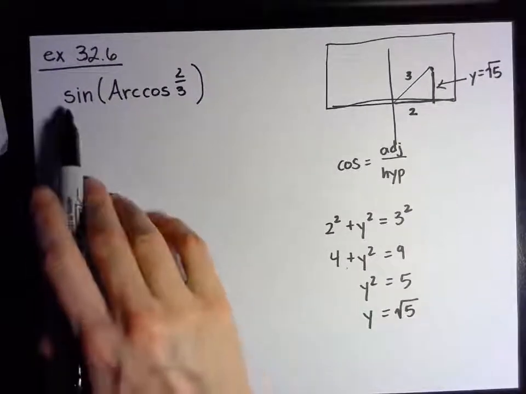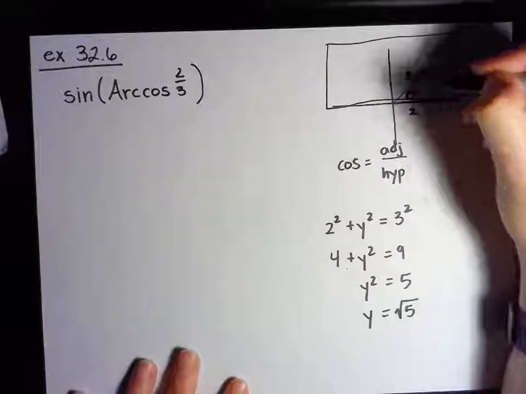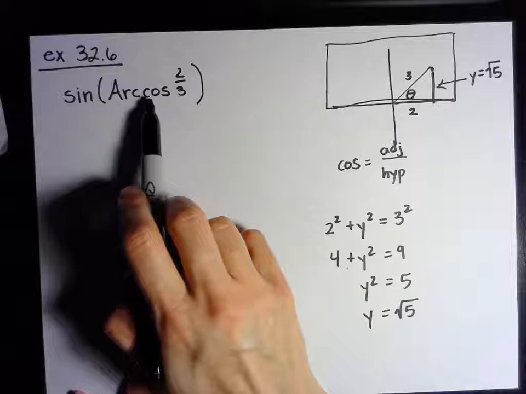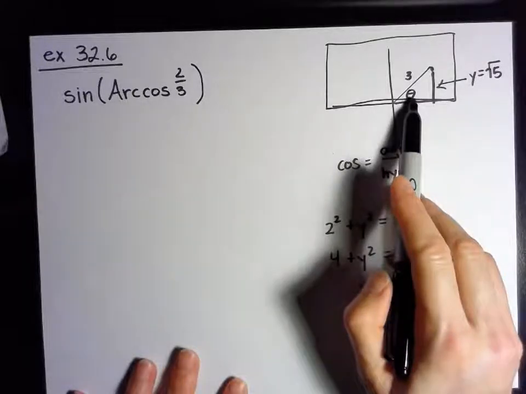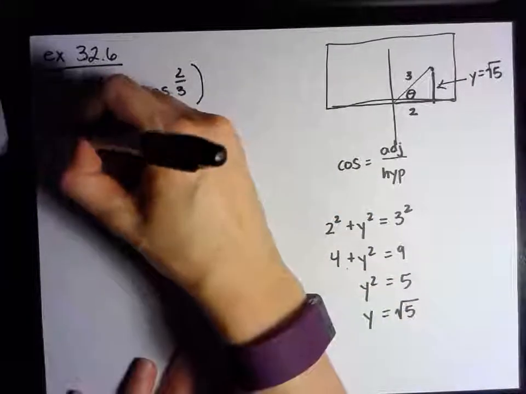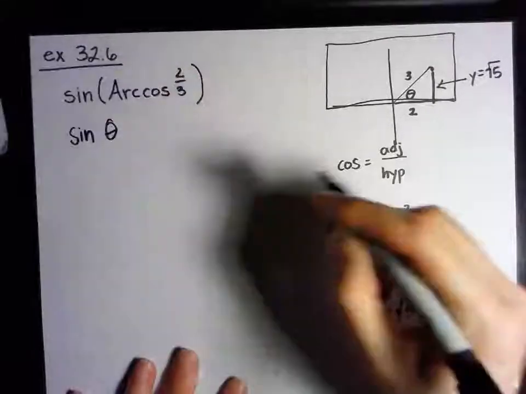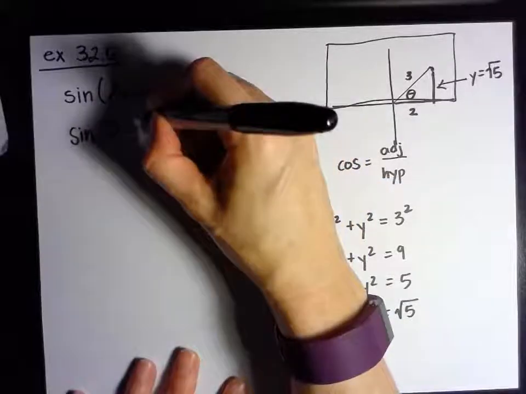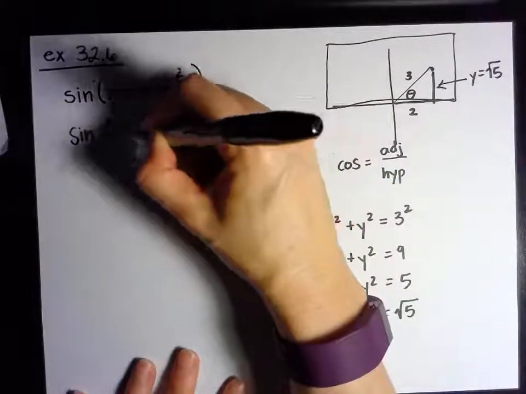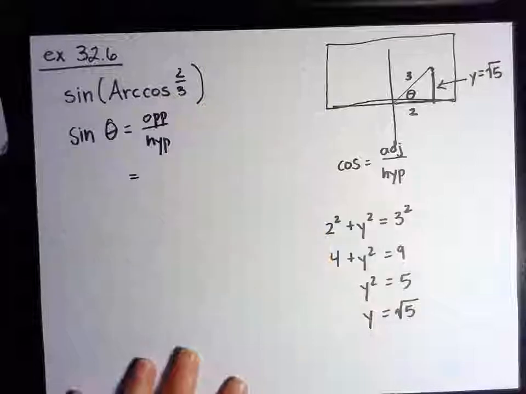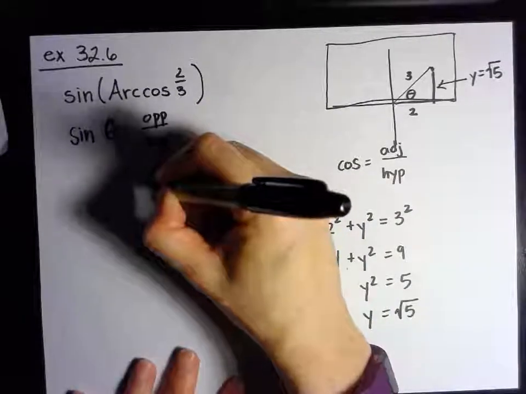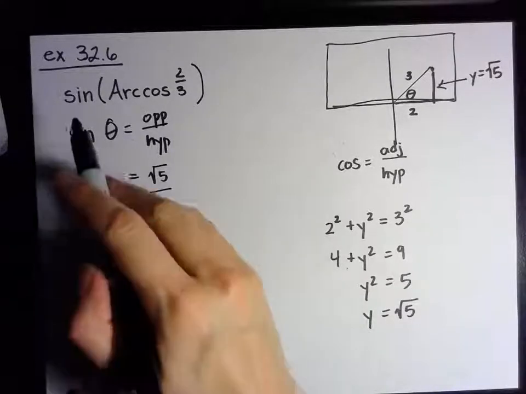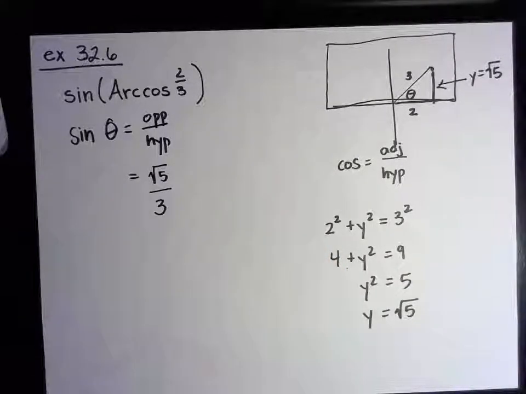So the arc cosine of 2/3, the angle whose cosine is 2/3, is theta. Now we're just looking for the sine of theta. The sine of theta is going to be opposite over hypotenuse. The opposite is square root of 5, and the hypotenuse is 3. So this evaluates to the square root of 5 over 3.